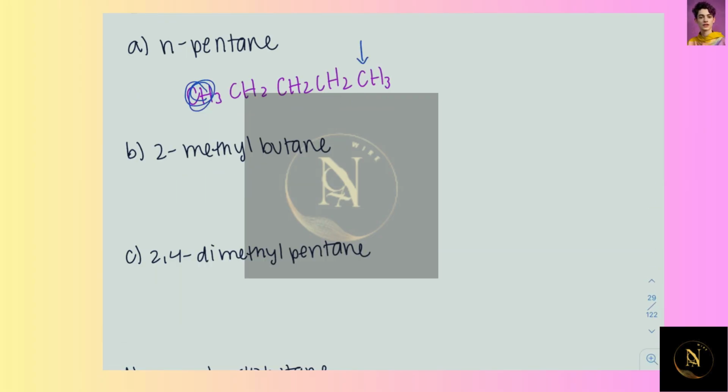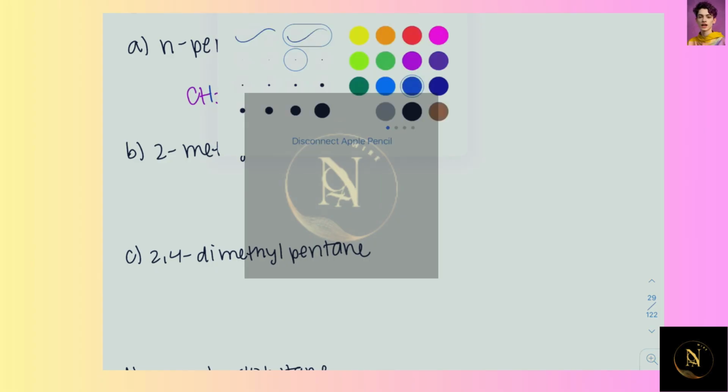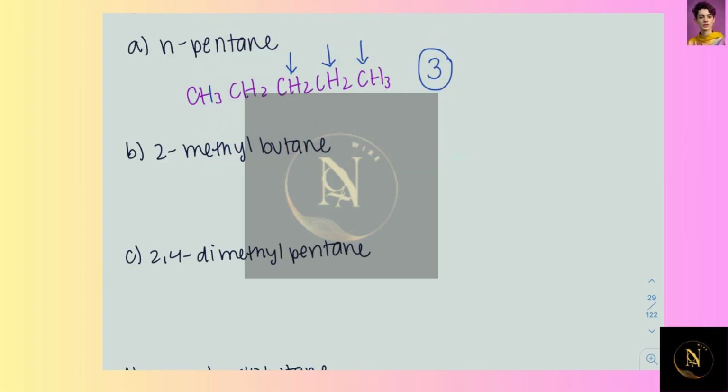Same thing with the next carbons in. This methylene group and this methylene group are the same. So they are another possibility. And then this one in the middle is also unique. So there are three possibilities for part A.